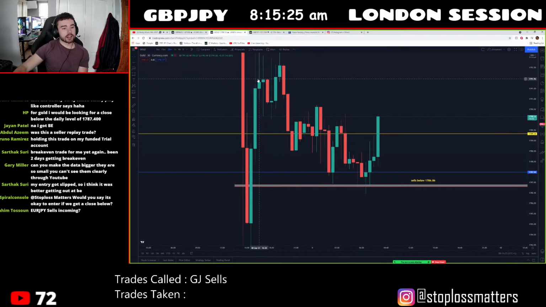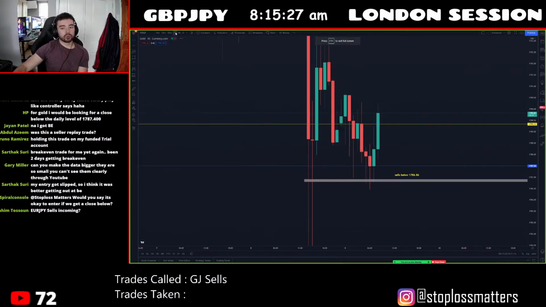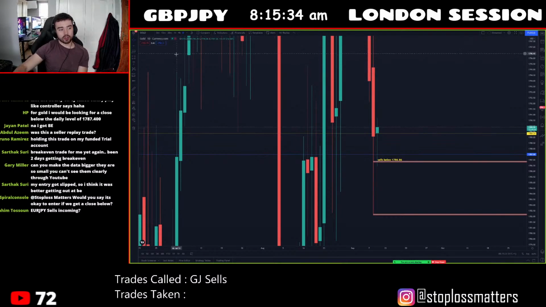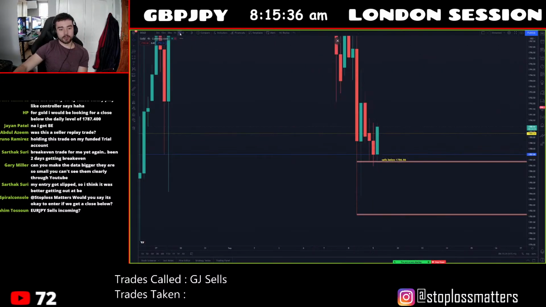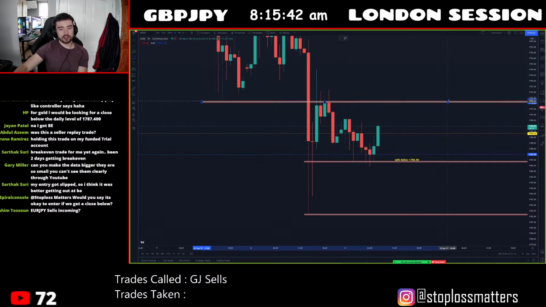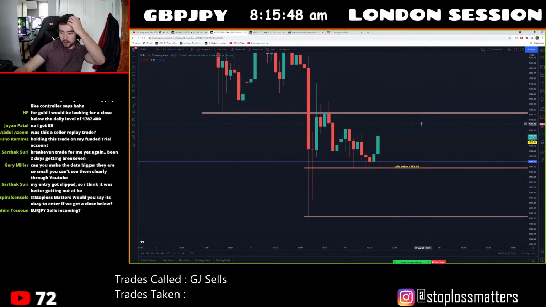So 1790 over here. Look at gold, starting to push. Let's have a look at the daily time frame. Yeah, it's still chilling. I would not even touch gold buys at this point. There's absolutely no point. Gold buys 1792, but what will happen is we'll wick up and then I'll just go down again. So forget that. Would you say it's okay to enter Euro GPY?